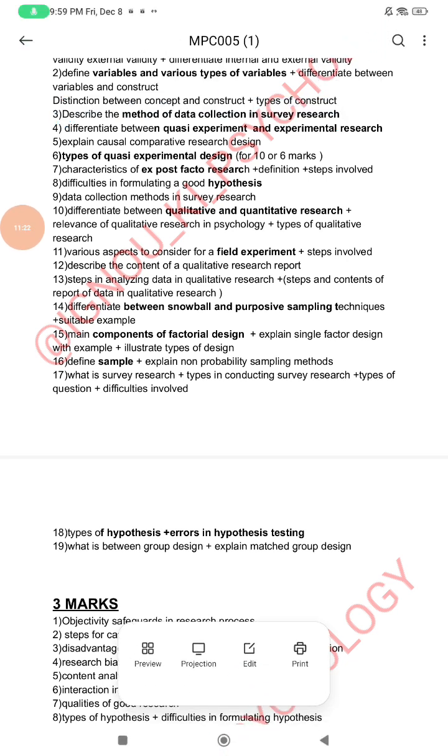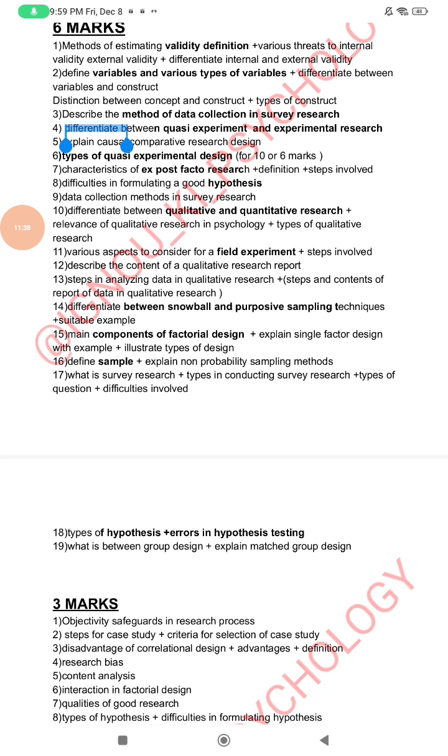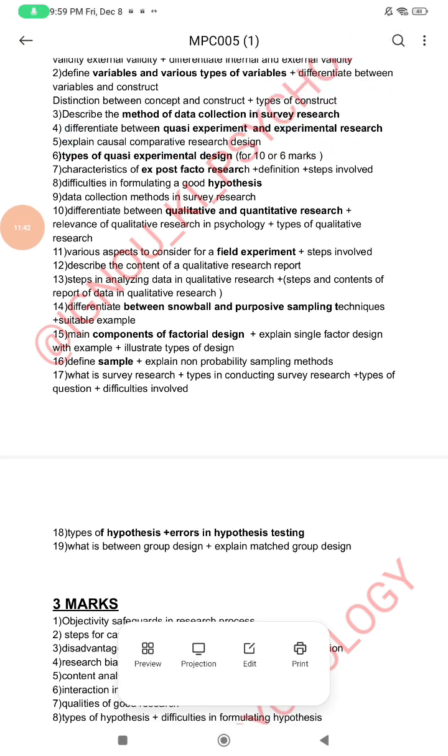Basically, what is a survey? When we try to find out information about anything, we conduct survey research. Then describe what the methods of data collection in survey research are. Question number 4, differentiate between quasi experiment and experimental research. Again, this you have to prepare. This is a very, very important topic, repeated again and again.